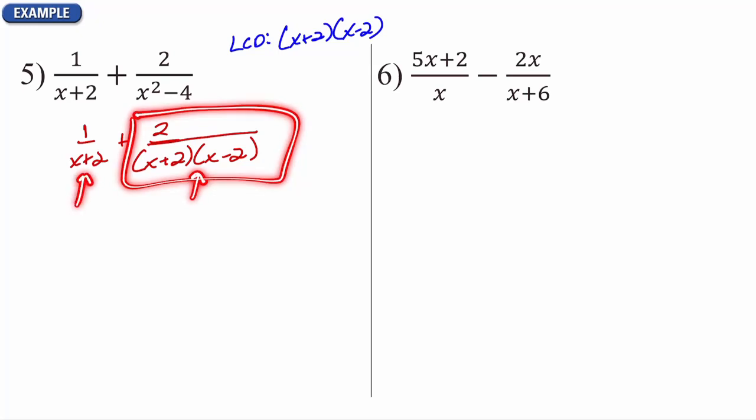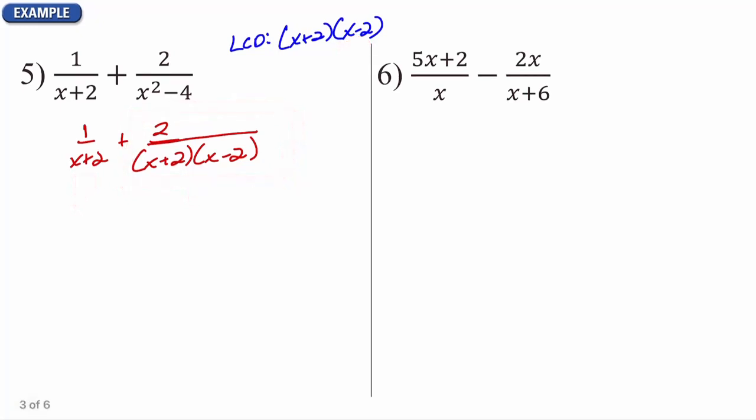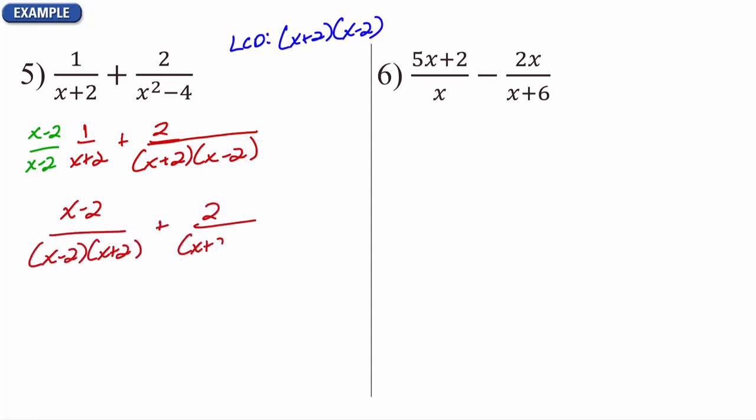But that first fraction only has the x plus 2. We need it to have an x minus 2. So I'm going to multiply the top and the bottom by x minus 2. So that becomes x minus 2 over x minus 2 times x plus 2, plus 2 over x plus 2 times x minus 2. You'll notice that in one fraction I wrote x minus 2 times x plus 2, and in the other fraction I wrote x plus 2 times x minus 2. It doesn't matter because multiplication is commutative.